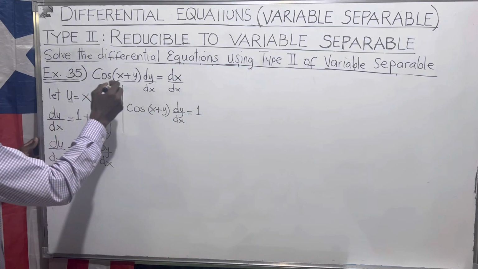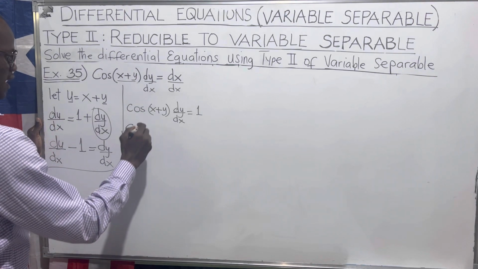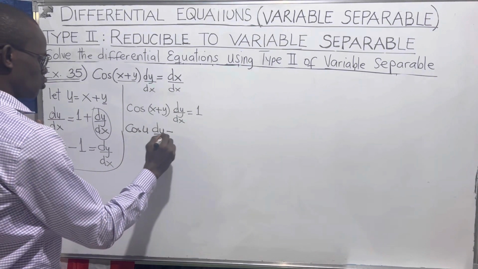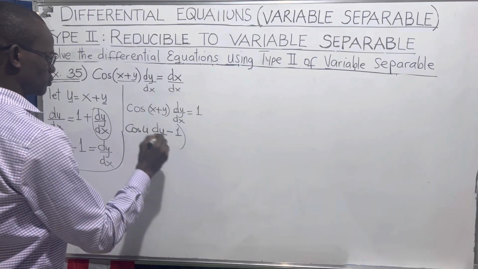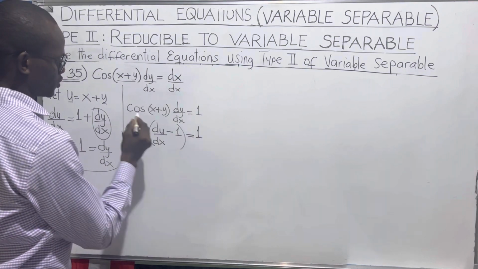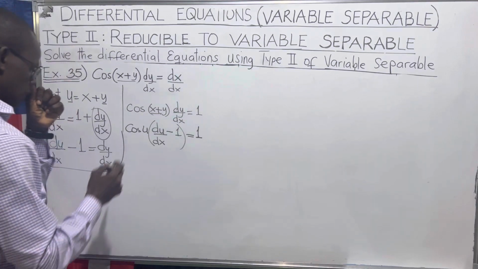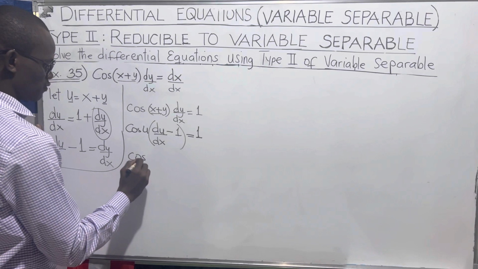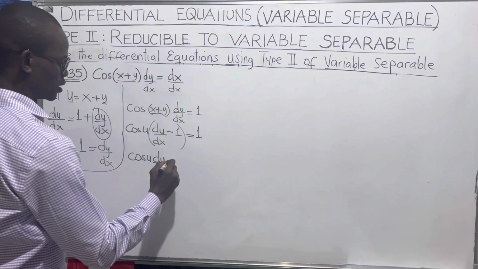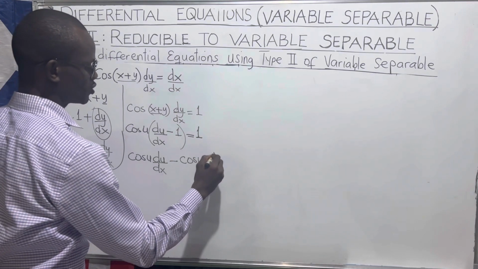So we go back to the original equation. This is the original equation. We have cos of (x plus y), which is now cos of u, times dy by dx, which is du by dx minus 1, equals 1. So this is cos of u times (du by dx minus 1). Then we multiply: cos of u du by dx, minus cos of u times 1, equals 1.